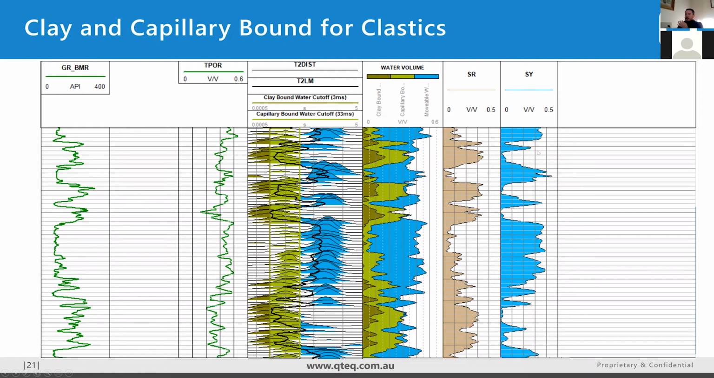So it's just a way of giving us an extra indication of how much water may remain within the rocks, and it typically correlates quite nicely with our gamma ray value here on the left.